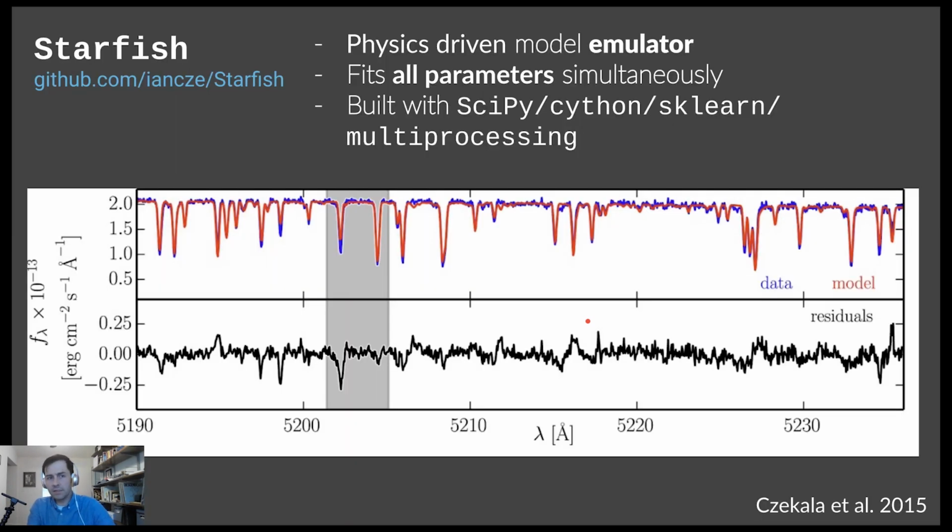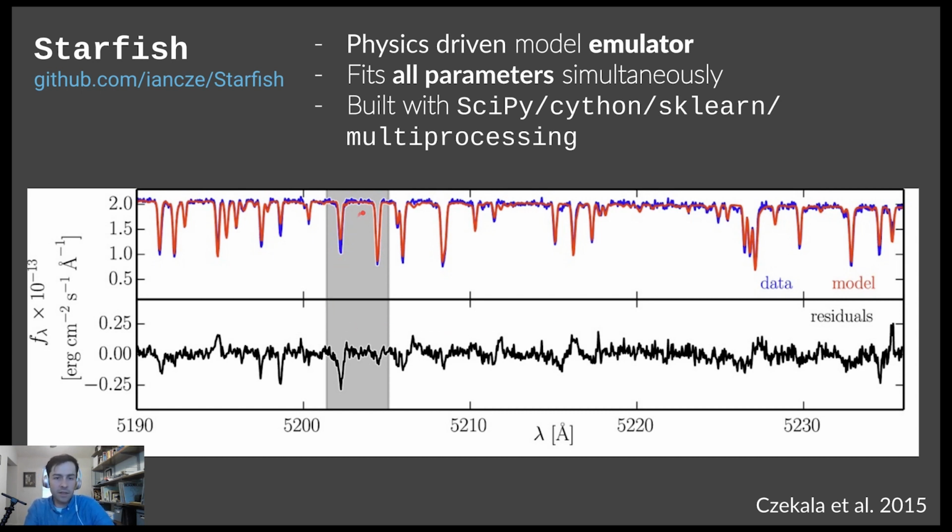And the answer for me, at least, is Starfish, which is a relatively new framework for this type of problem. It's a physics-driven model emulator, sometimes also called a surrogate modeling approach. It fits all parameters simultaneously, so all stellar parameters like temperature, log g, so surface gravity, metallicity, alpha abundance, whatever. It's sort of agnostic to your model. Whatever the grid points are in the model, it emulates those parameters. It's built in SciPy, Python, scikit-learn, multiprocessing.